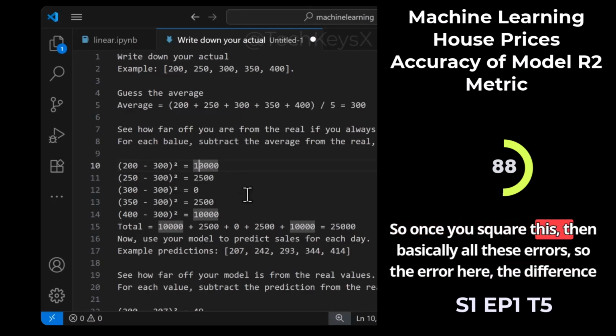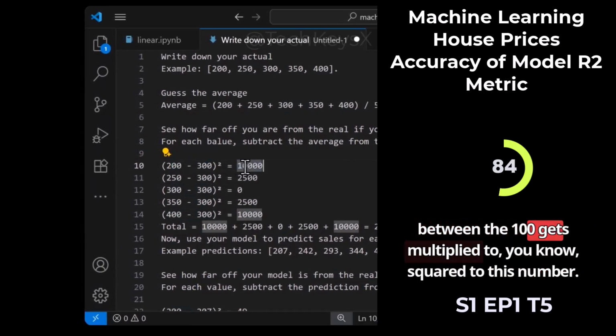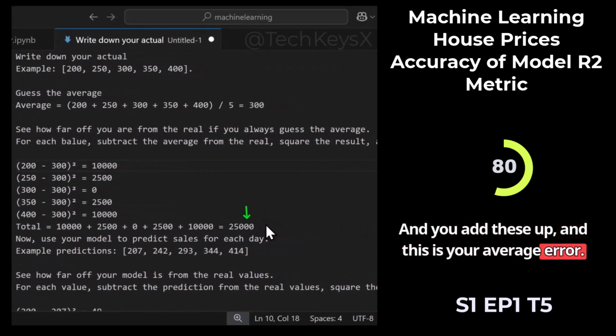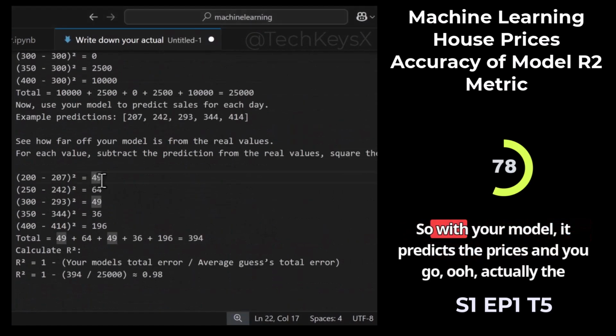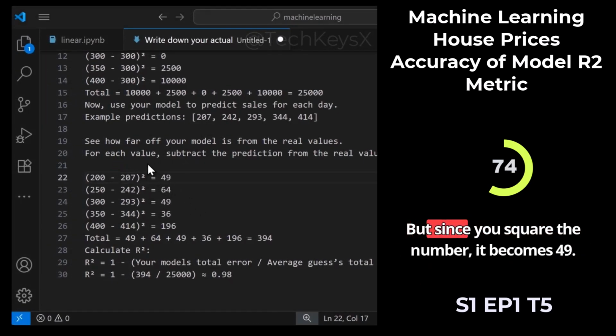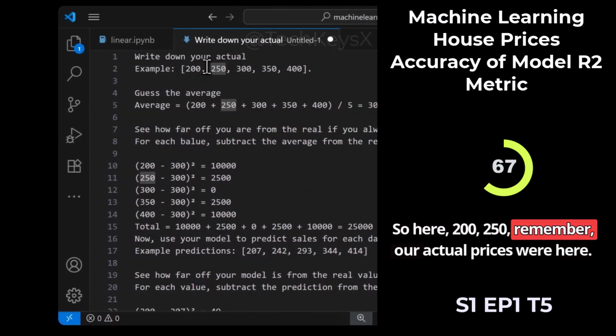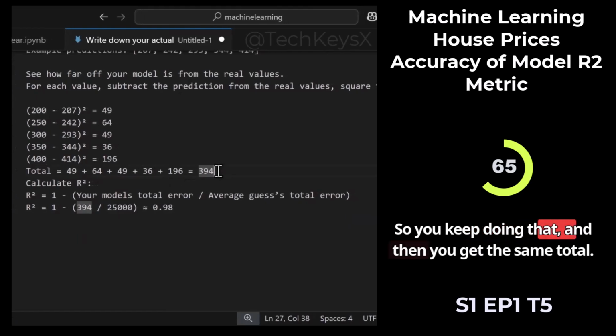So when you square this, the error here, the difference of 100, gets squared to this number, and you add these up, and this is your average error. And you do the same thing with your model. So your model predicts the prices, and you go, oh, actually the difference here is 7, but since you square the number, it becomes 49. And then you do the same thing for each actual house price. So here, 200, 250. Remember, our actual prices were here. So you keep doing that, and then you get the same total.